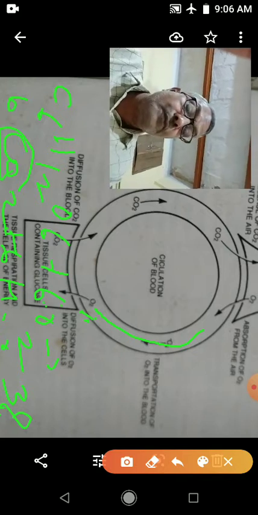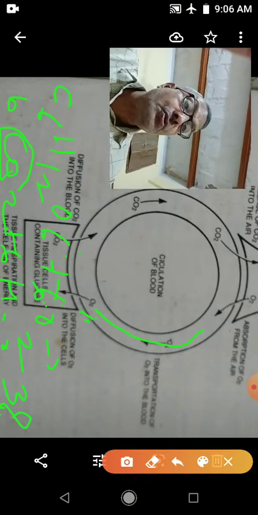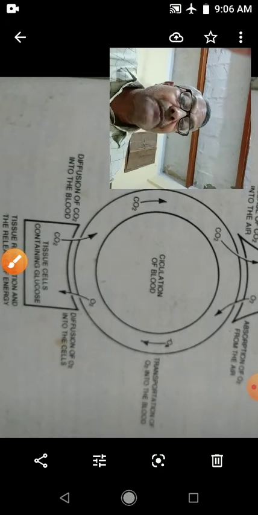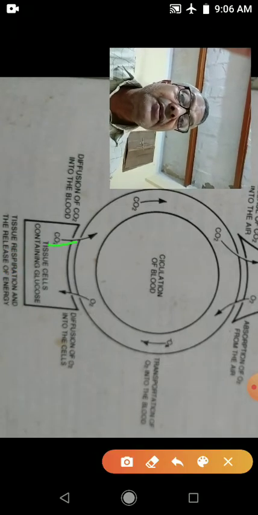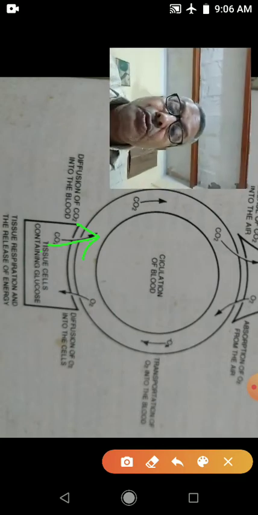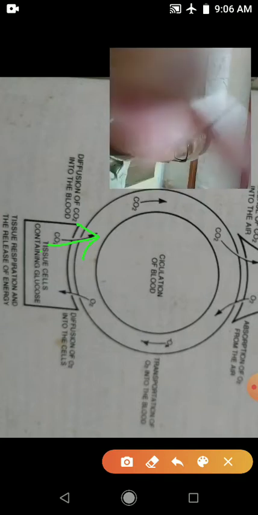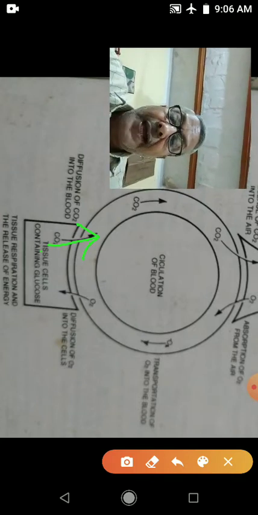So which carbon dioxide is produced here in the tissue? That carbon dioxide diffuses into the blood from the tissue. Now carbon dioxide is produced, this carbon dioxide diffuses from the tissue into the blood. So when carbon dioxide diffuses into the blood, now carbon dioxide is transported from here. So how is the carbon dioxide transported?